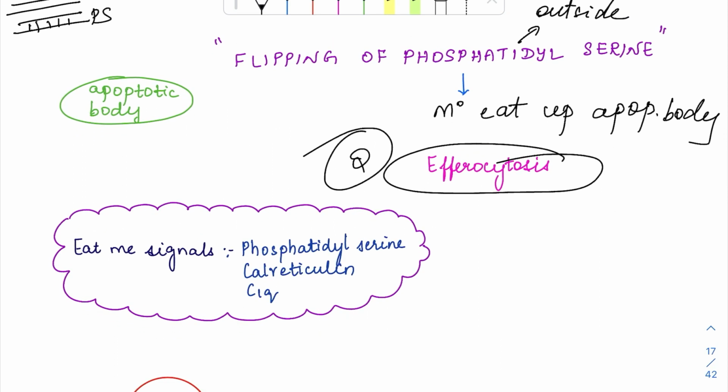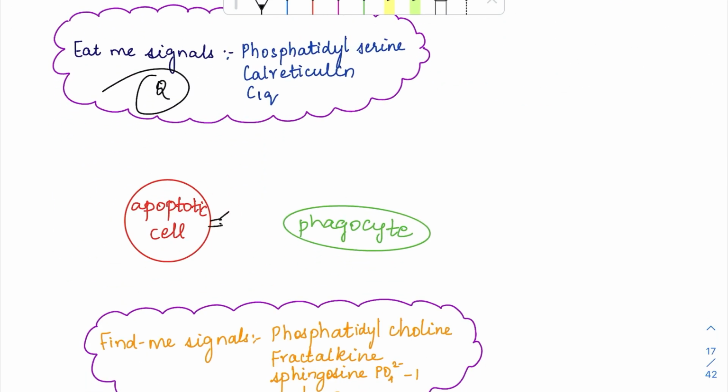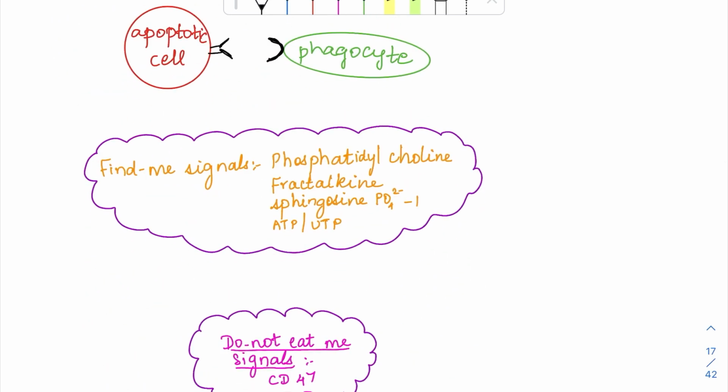So there is something called an eat me signal. This phosphatidylserine was one such signal. This apoptotic body is going to express some eat me signals like phosphatidylserine, calreticulin or C1q. All of these are going to invite the macrophages, they are going to tempt the macrophages to eat them. So the apoptotic cell is going to express these eat me signals, and the phagocytic cell is going to have receptors for these eat me signals, and when this comes into contact, the phagocytosis of this apoptotic cell will happen, which is efferocytosis.